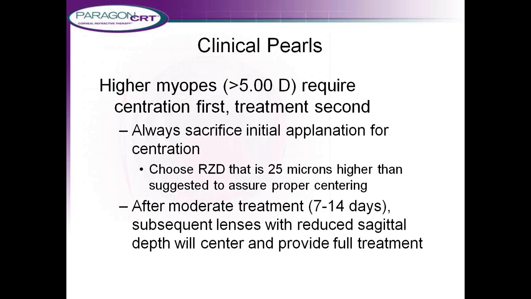Once you have a few successful patients under your belt and wish to attempt patients that will be a little bit more of a challenge, take this 2-step procedure under advisement. Higher myopes will require deeper sags than what is initially suggested in order for the first lenses to center properly. Choose a return zone depth that is 25 microns higher than the suggested base curve and landing zone angle. Once the patient has worn the lenses for 1 or 2 weeks, and if there is any undertreatment remaining, we can then reduce the overall sag to eliminate the undertreatment.